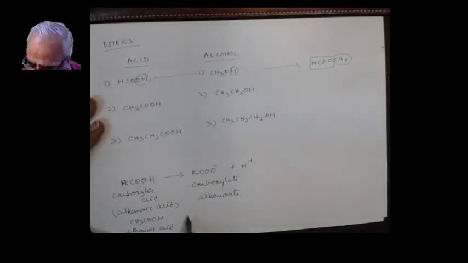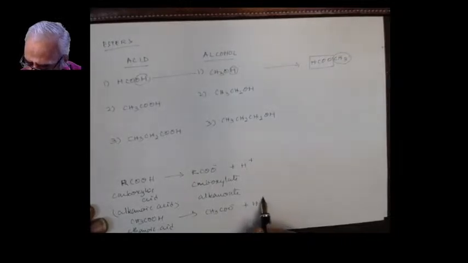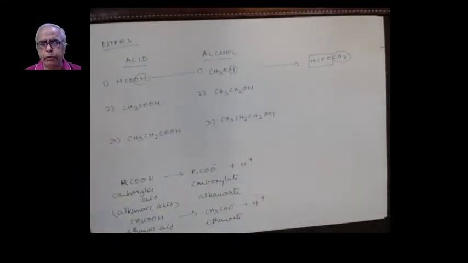And what about the respective structure of carboxylate? CH3COO minus. Are you able to follow? So this is called ethanoate. Likewise, you have propanoate, butanoate, pentanoate, methanoate, etc.